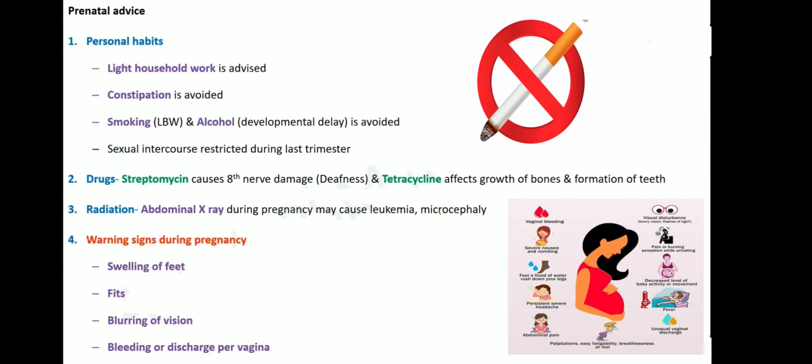Light household work is advised. You have to advise the mother to have a good normal delivery. She has to carry on the light household work and avoid constipation. If the mother has a habit of smoking or alcohol, she has to stop it immediately, because smoking can result in a low birth weight baby, and if the mother consumes alcohol, it can lead to developmental delays and congenital abnormalities in the baby. The milestones of the baby will be delayed.